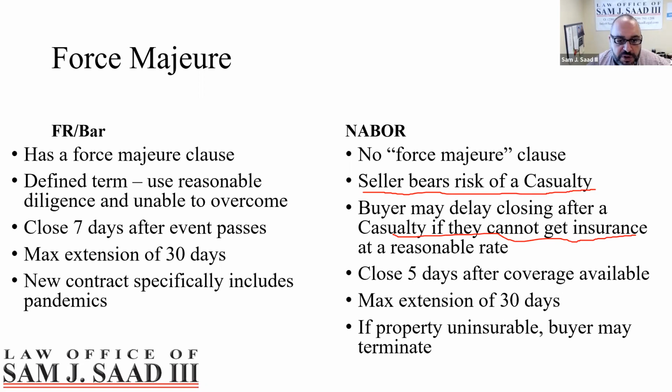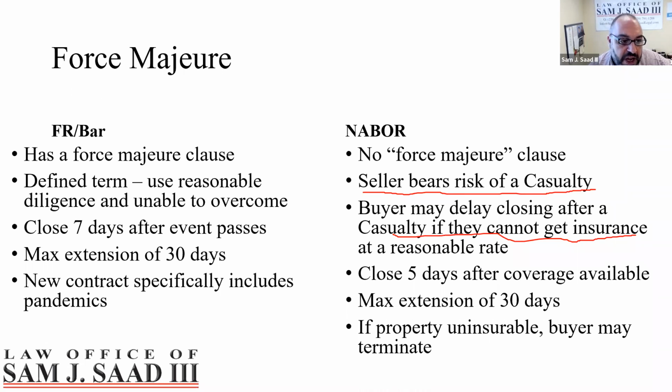And there is no force majeure clause under NABOR. If you have a hurricane come through, you wait until the hurricane passes, and then you can extend up to 30 days for closing if there is a casualty. If the property is uninsurable, the buyer can terminate.